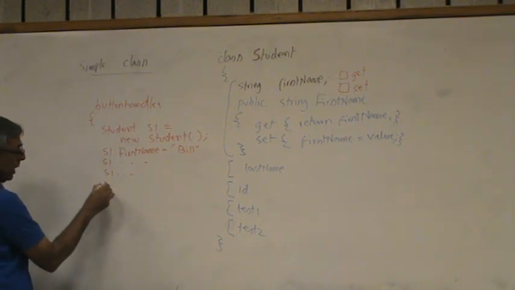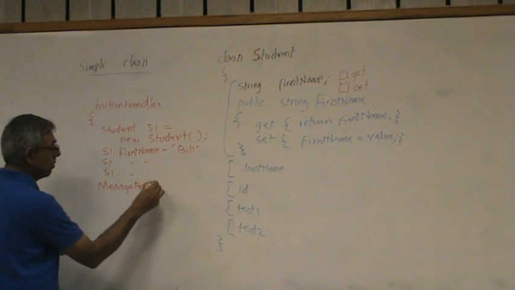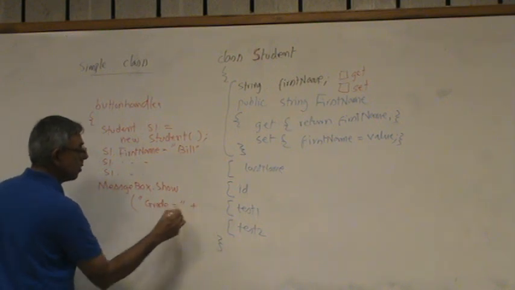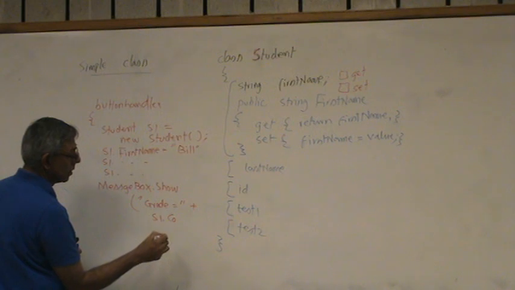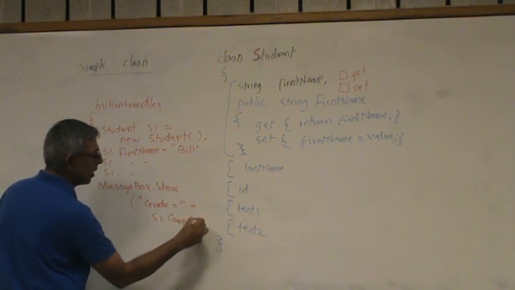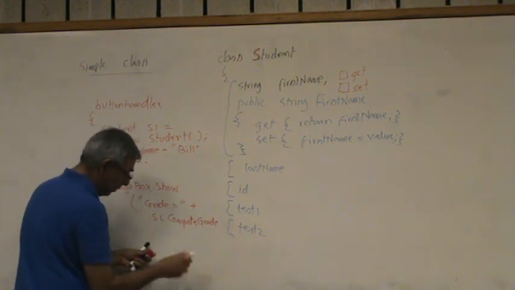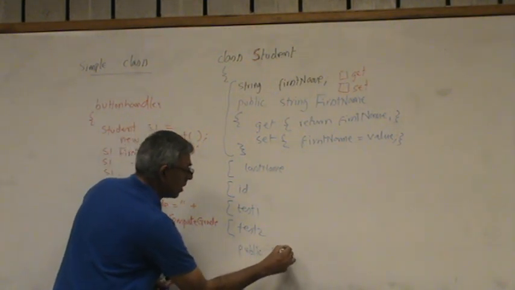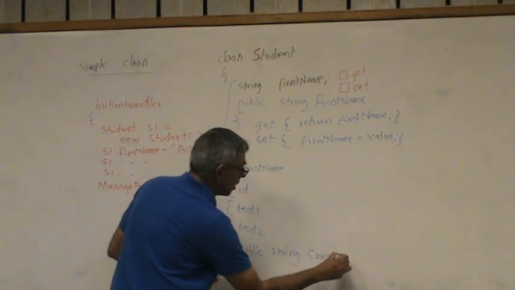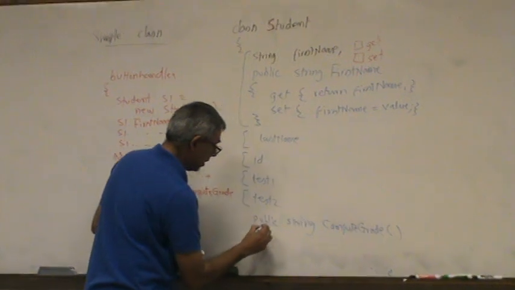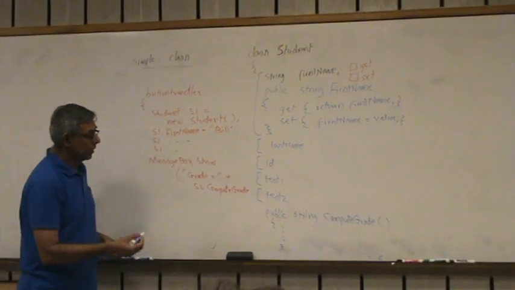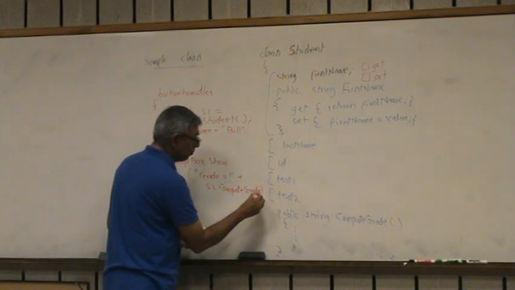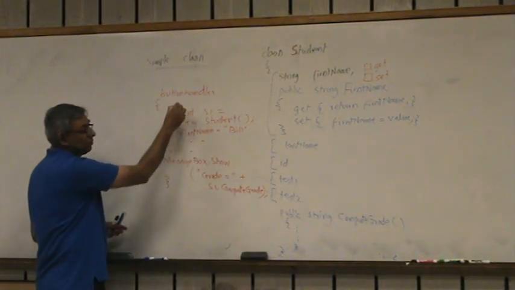And then we called something like this, MessageBox.Show, and something grade equal to something plus S1.ComputeGrade. Did we write the compute grade last time? Yes, we did. So let me add one more function over here that we wrote. We also wrote one function, public string ComputeGrade, and it does some computations and returns, for example, A minus, B plus, or whatever the case may be, right? So our test code was something like this. The red part was our test code.